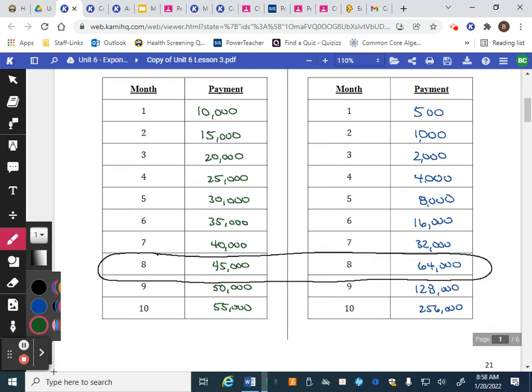But I like the comparison. If you think about what's happening, this is going up by a constant amount, whereas on the right side, this company is doubling. So even though it starts lower, it catches up pretty quickly, and then it goes well past it. So it's 64,000 compared to 45,000. The next month, it's 128,000 compared to 50,000, and then 256,000 to 55,000. That's $200,000 more.